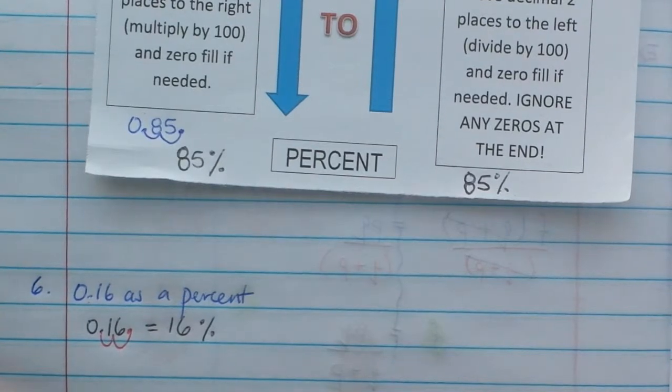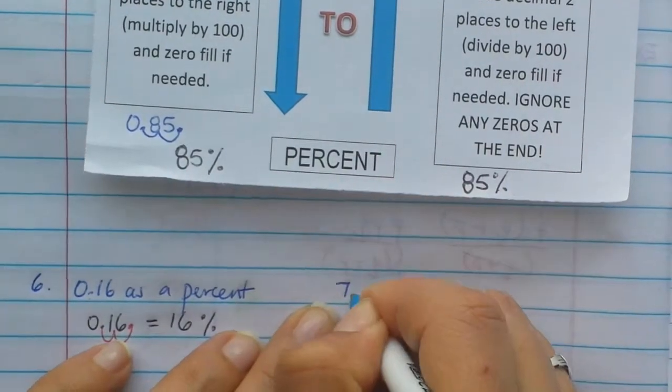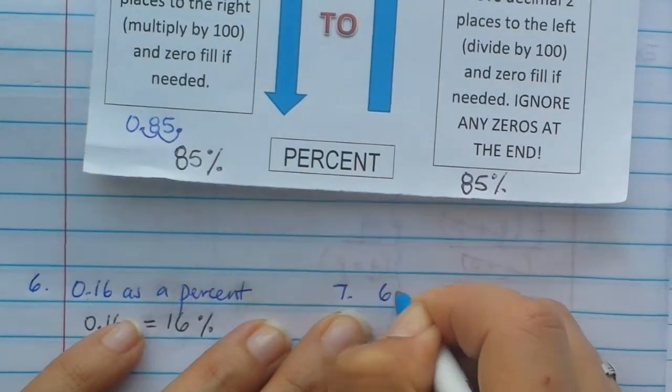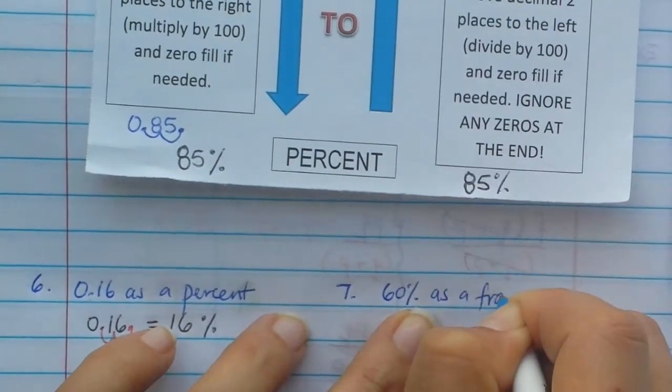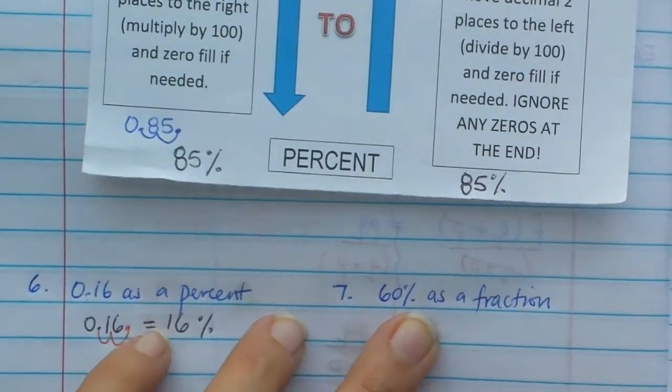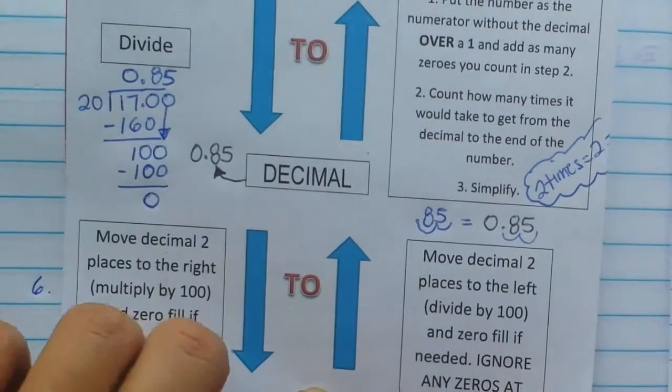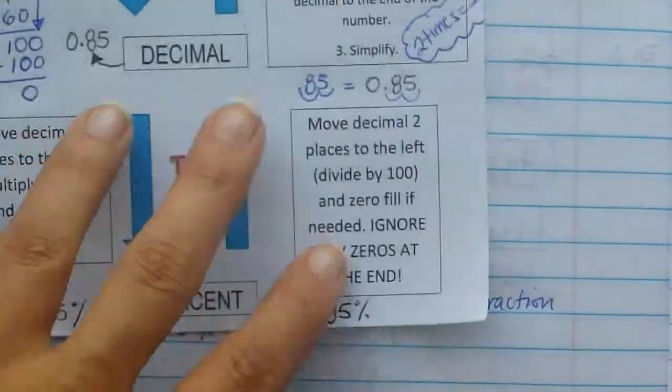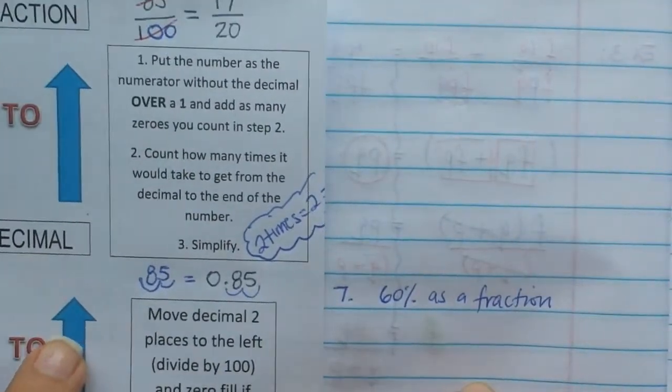Alright, this is going to be your second listening check. Instead of writing 7 there, write number 2. 60% as a fraction. So we're starting with a percent, and then we're going up to a fraction. So we're going to be following the up arrows.